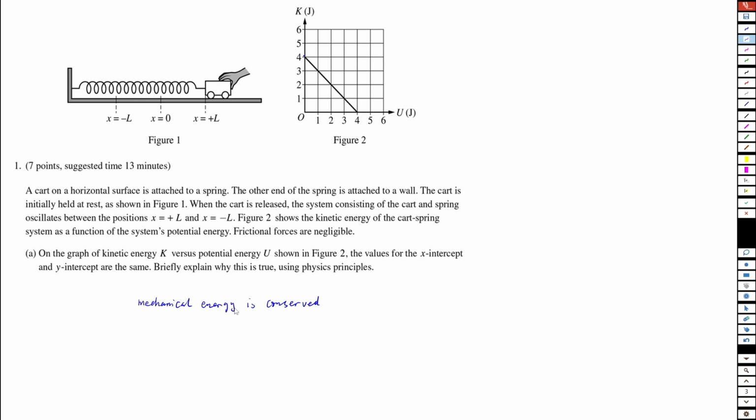Why is mechanical energy conserved? Once you release this, there's no external force, no work done by an external force. And kinetic energy plus potential energy should be constant. And this value is just 4. So actually K plus U equals 4. That's the equation for this line.